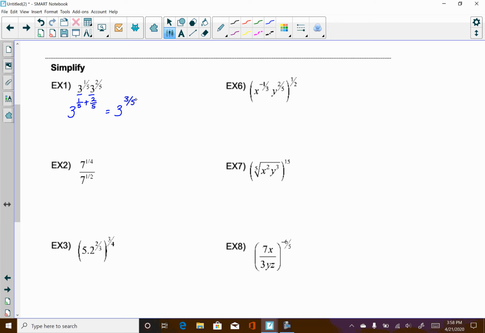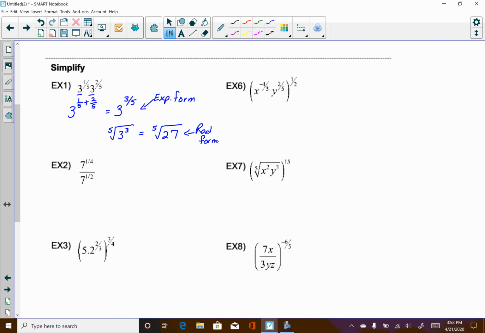It doesn't tell us here how they want it, so we'll do both forms. And then that could be rewritten as the 5th root of 3 cubed. Which 3 cubed is not hard to figure out, and so we could say, okay, well that's the same as the 5th root of, what, 27? So this is in exponent form, and this is radical form.